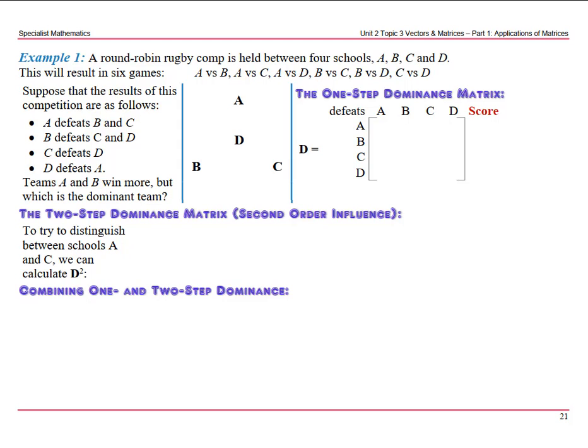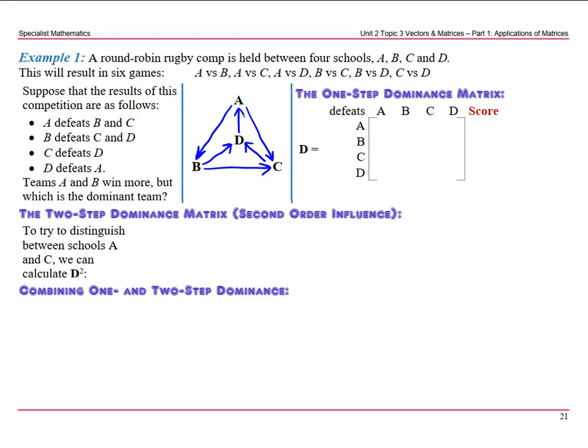Now the results are that A defeats B and C, and in this diagram I can show that with an arrow. So A defeats B and C, B defeats C and also D, C defeats D, and D defeats A. So we can see that teams A and B win more, because they each won two games, whereas C and D only defeated one other team. But which is the dominant team? Is it team A or is it team B? We're going to use matrices to do that.